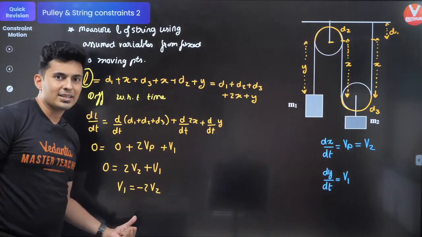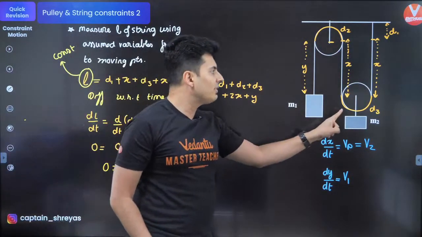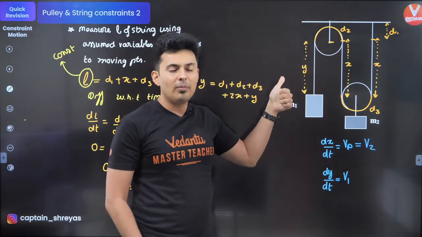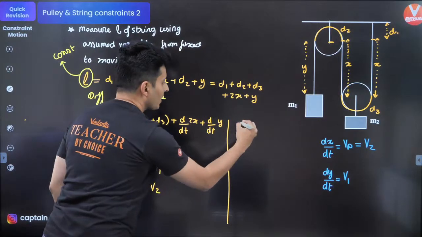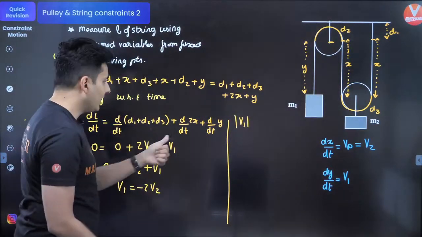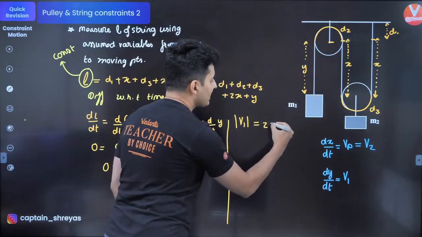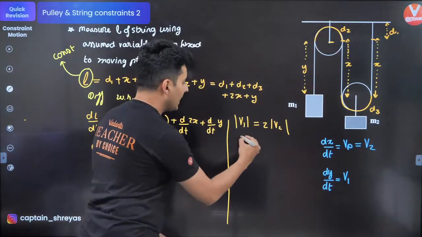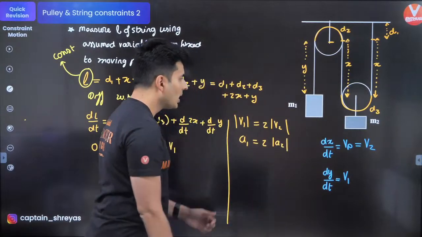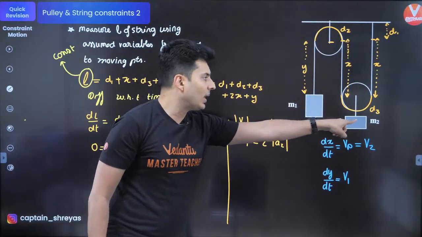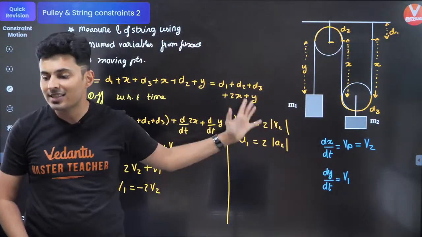The moment you get a minus, you should understand that if one of the velocities is down, the other is up. That's what it signifies. But magnitude wise, V1 is nothing but twice the magnitude of V2. Hence, the acceleration of 1 is twice the acceleration of 2. Hence, this guy has twice the acceleration of 2, which is exactly what we got.